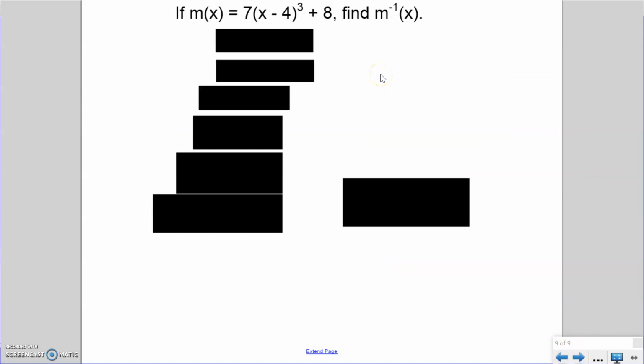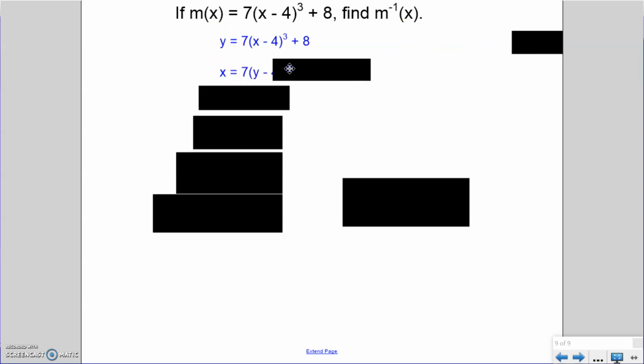If m of x equals (7x minus 4) all cubed plus 8, find its inverse, m inverse of x. So step 1, make it y equals form. Step 2, switch x and y. Do not change the numbers or signs or anything. This stayed positive 7, this stayed negative 4 on the inside, this stayed positive 8. Step 3, solve for y. So it's always the same 3 steps, but the third step, the solving part, might take longer than others.